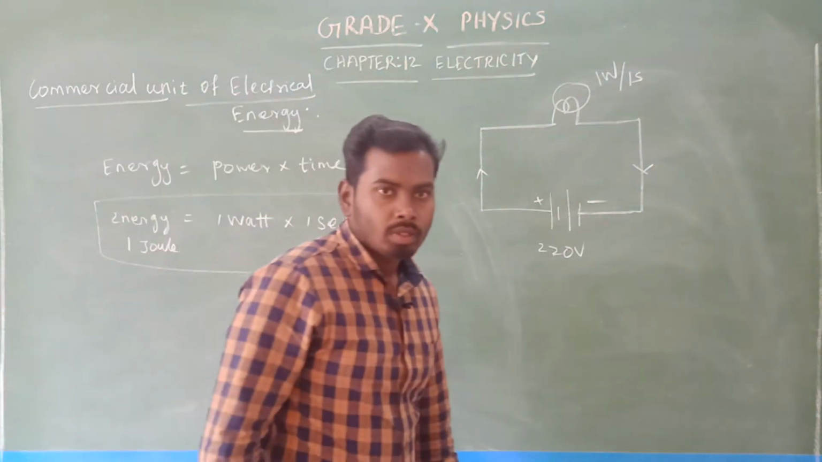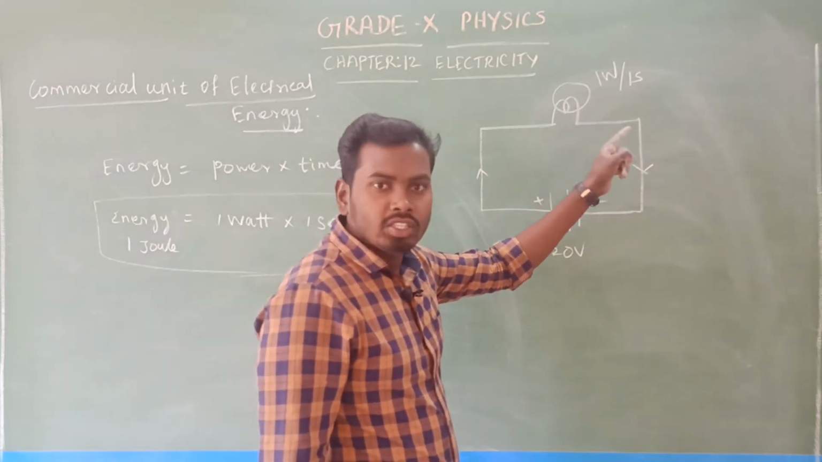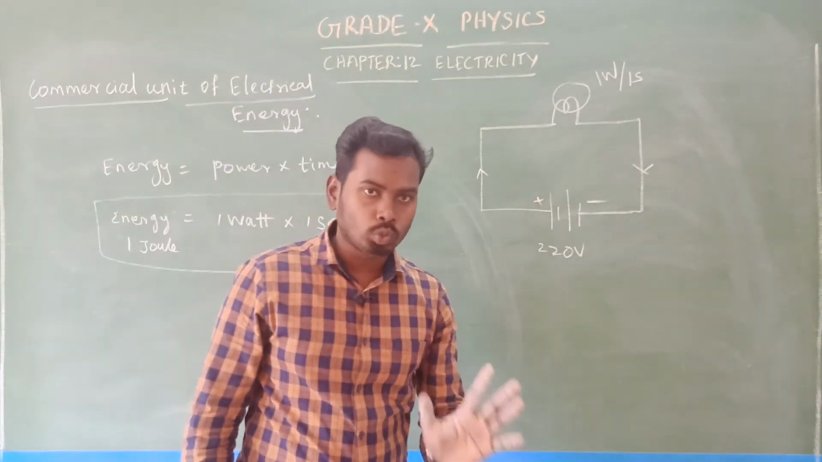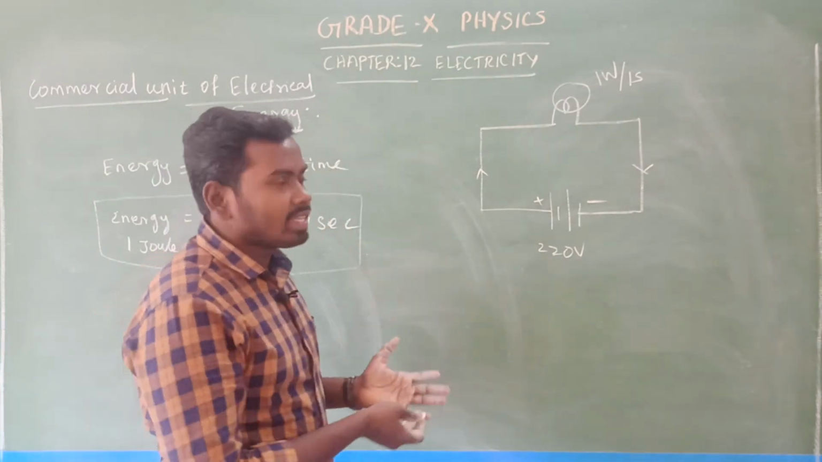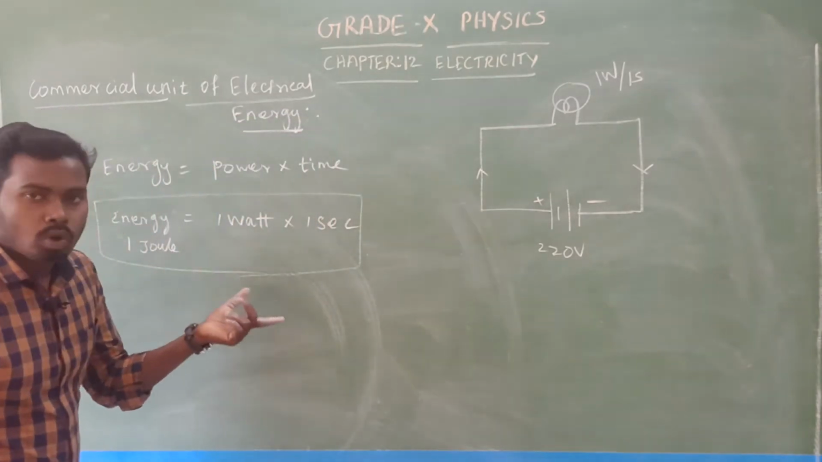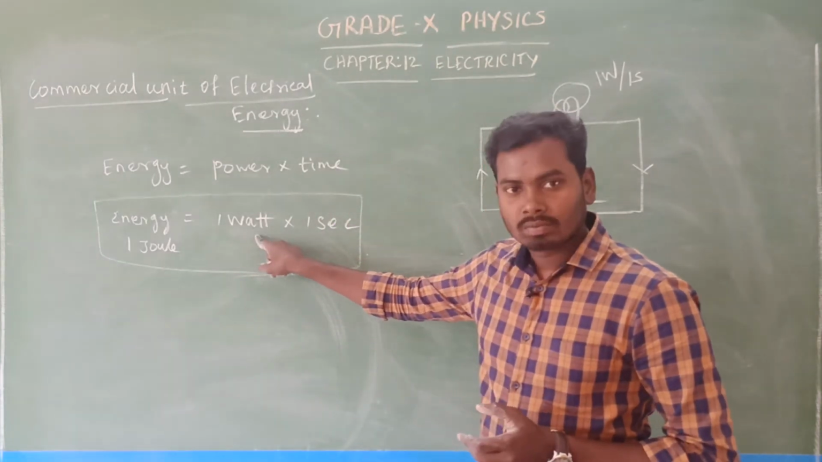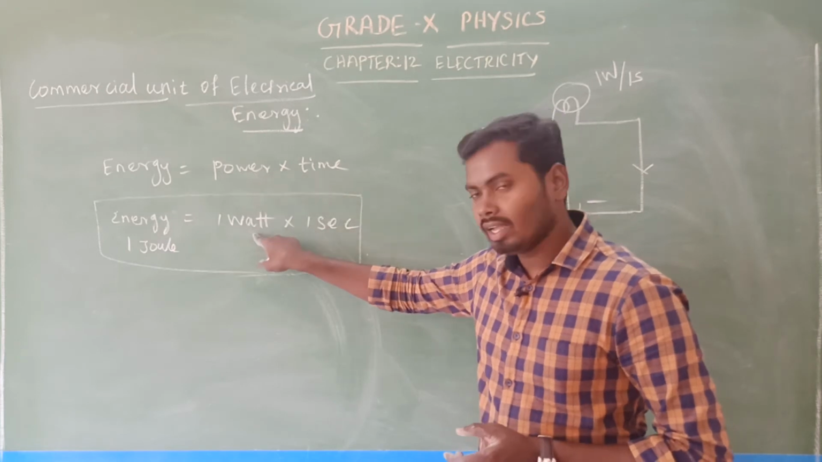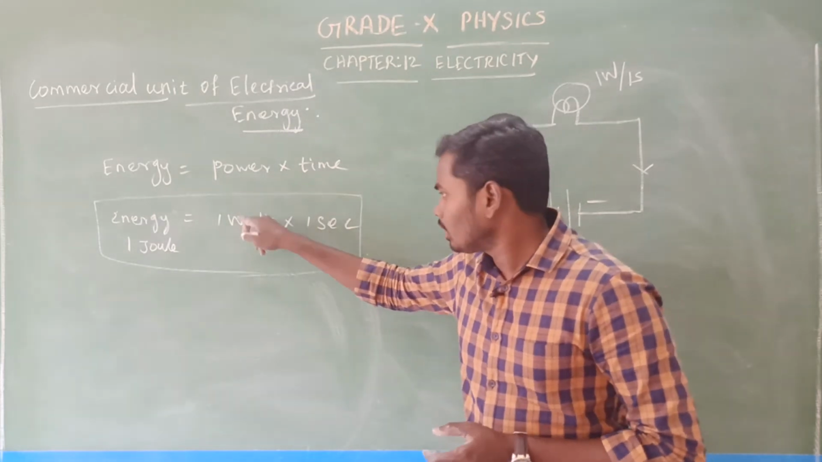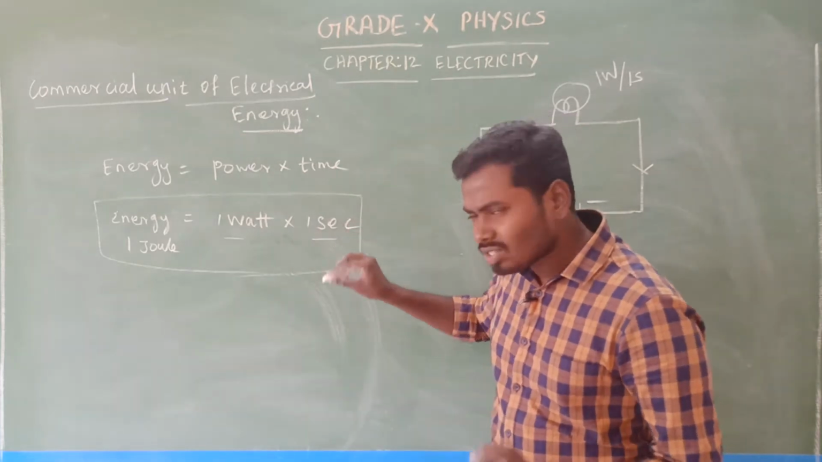When the electrical appliance is having the power rating of 1 watt and it is used for 1 second, then the energy consumed by the electrical appliance will be 1 joule. That is the meaning. Is it clear? So here 1 joule is equal to 1 watt into 1 second. Here the power rating and the time are too small. Am I right? Here the power rating is only 1 watt, and time is just only 1 second.